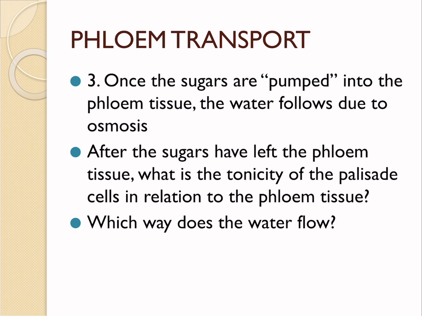Then once the sugars leave the phloem tissue, we're asking, what is the tonicity of the palisade cells in relation to the phloem tissue? Which way does the water flow? Well, if the sugars are now moved out, then water is also going to move out of the phloem tissue in hopes of once again maintaining that balance. So wherever the sugars went, the water is going to follow in hopes of diluting that area.